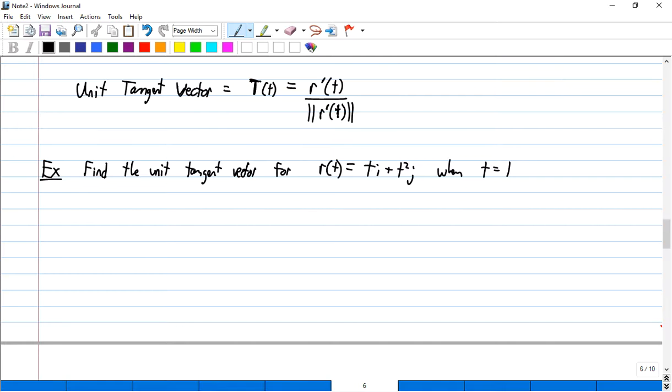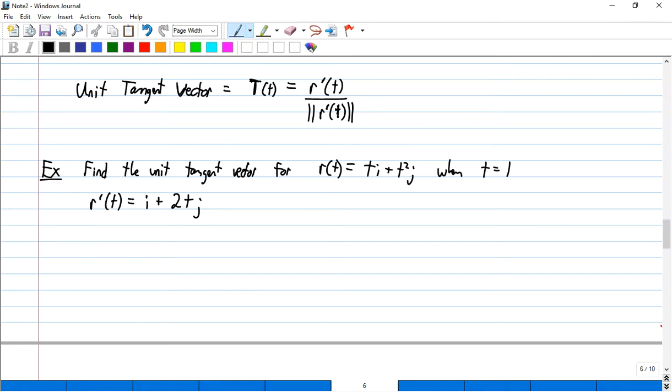Alright, so we need to find the derivative of the position vector to get the tangent vector. Remember, it was called the velocity vector or tangent vector. So that's just going to be 1i plus 2tj.